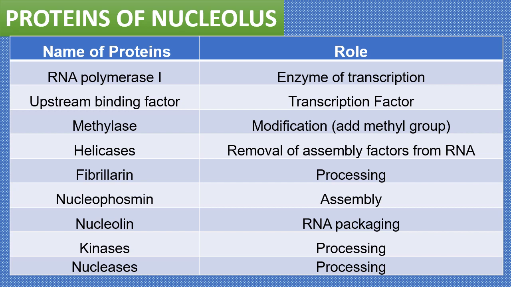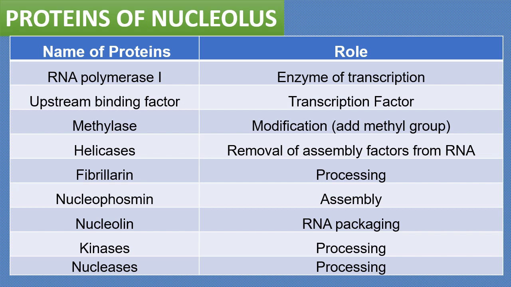Helicases remove the assembly factors from the RNA after the assembly of the ribosomal subunit. Fibrillarin is an important nuclear protein used during the processing of pre-ribosomal RNA molecules. Similarly, nucleophosmin is used for the assembly of the ribosomal subunit. Nucleolin is the protein for RNA packaging, and enzymes, kinases, and nucleases are used for the processing of pre-ribosomal RNA molecules.